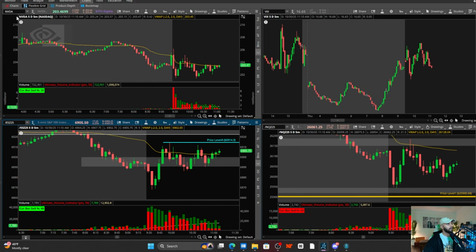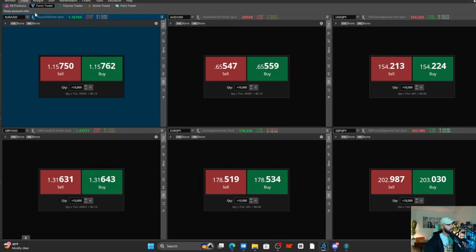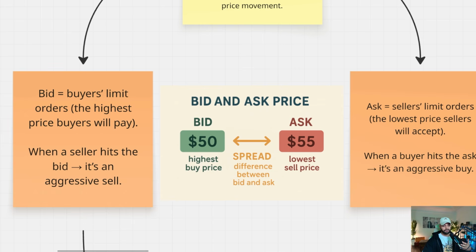Now, when you're looking to buy something, you always see that there's two prices. Prices the sellers are at and prices the buyers are at, right? You have the bid and the ask. Every time you buy something, you're going to be a little bit in the red. Every time you sell something, you're going to be a little bit in the red because there's a difference between the price the seller is willing to accept and the price the buyer is willing to pay. So the bid equals the buyer's limit orders. This is the highest price buyers will pay to get into something, right?